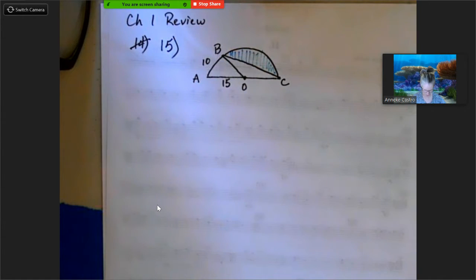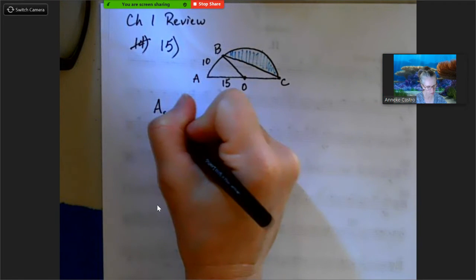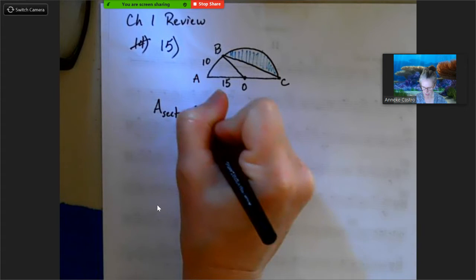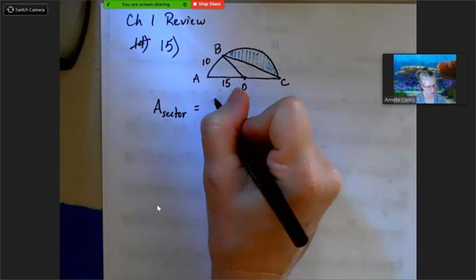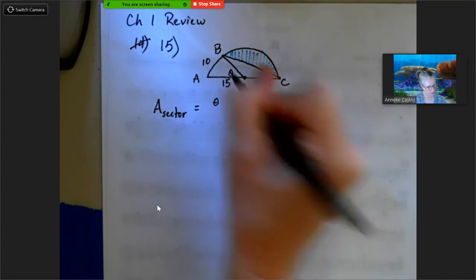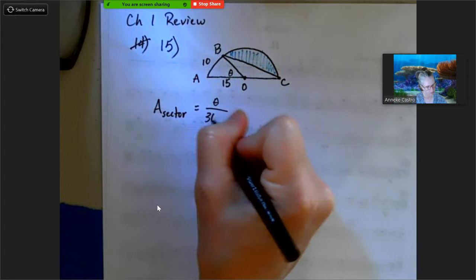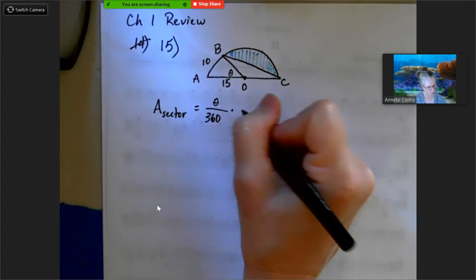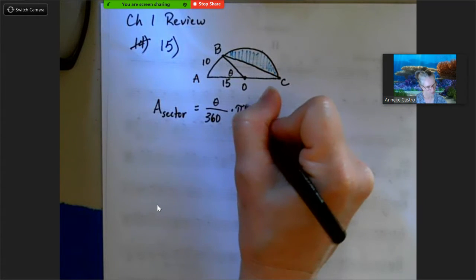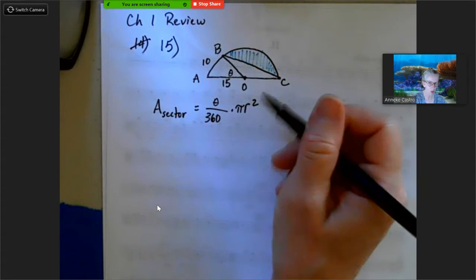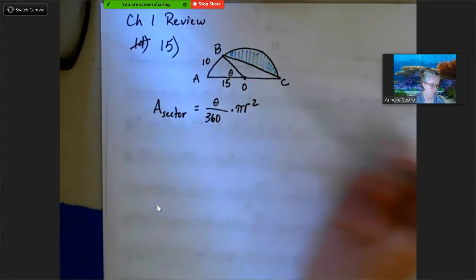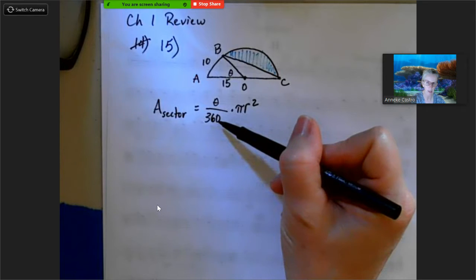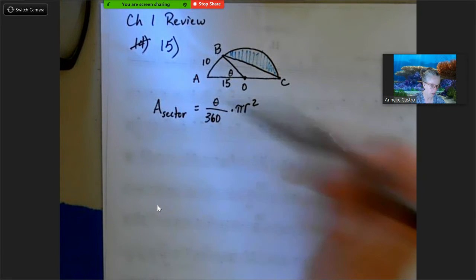All right, in order to find the area of this sector, the formula is theta, that's the angle, we'll put it right there, theta over 360 times pi r squared. Because pi r squared is the area of the whole circle, and we just have a portion of the whole circle. There's 360 degrees in a whole circle, and we just have part of it.